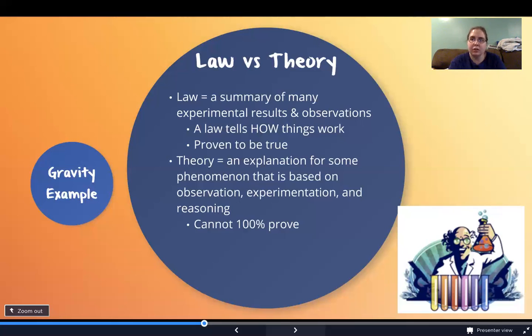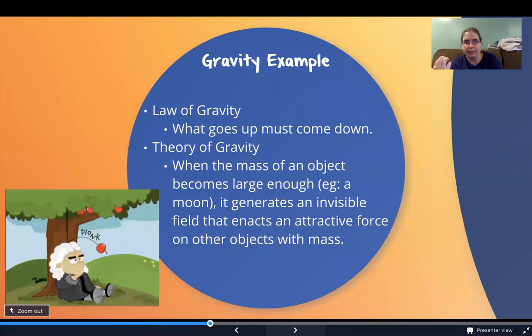When a scientist talks about a theory, they're saying, I have an explanation for why something occurs based on a lot of data, observation, experimentation, research, etc. And to give you an example, gravity. There's both the law of gravity and the theory of gravity. They both exist. So the law tells us what will happen. And very simply put, well, what will happen?